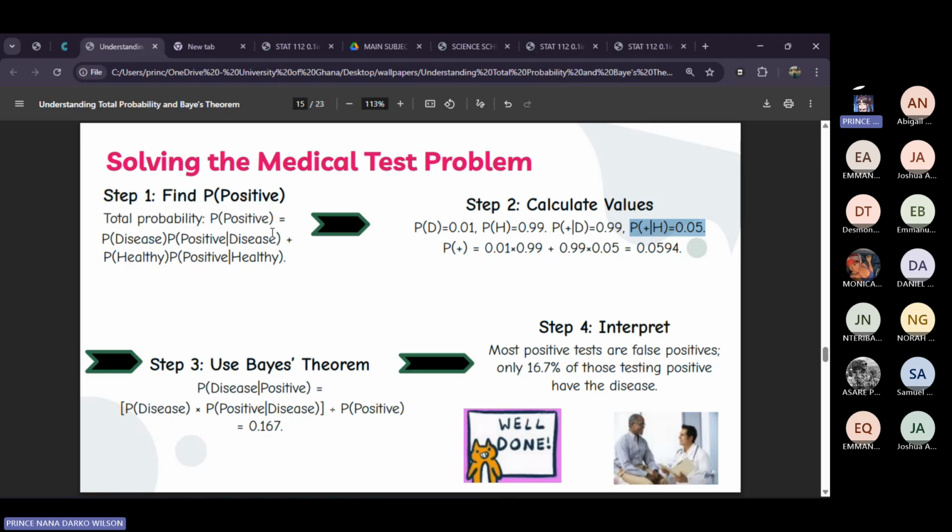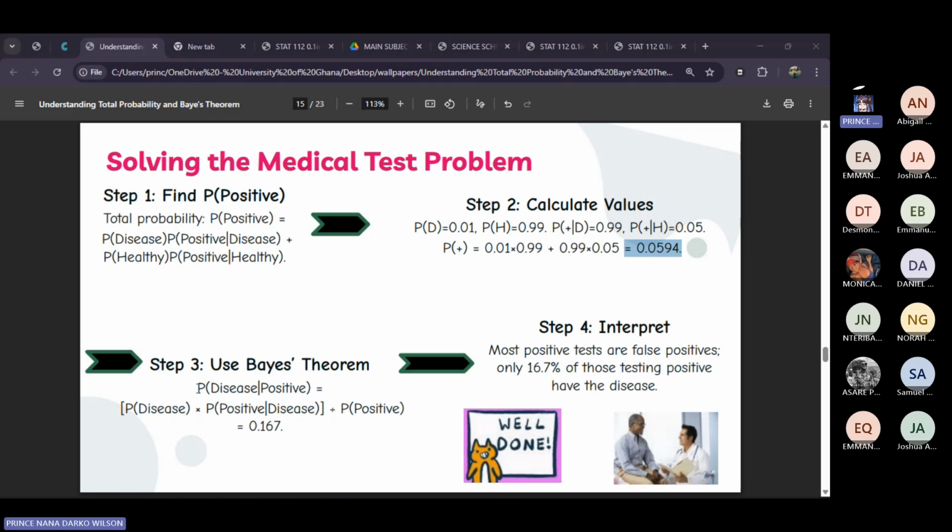So we plug all these parameters into the formula that has been written up here. So probability of being positive is probability of being positive and having the disease. That's what you have here. Plus probability of being positive and not having the disease. That's what you have here. Those two computed together gives us the probability of testing positive, and that's 0.0594.